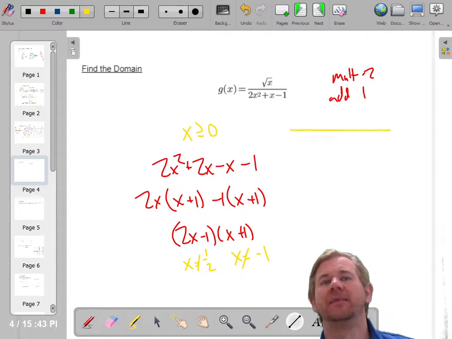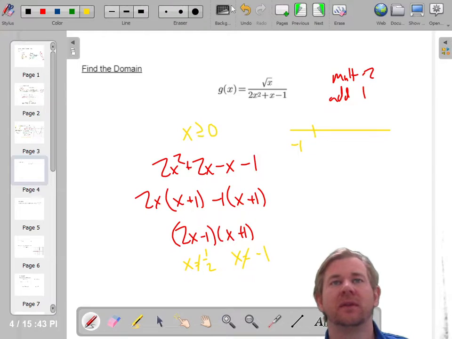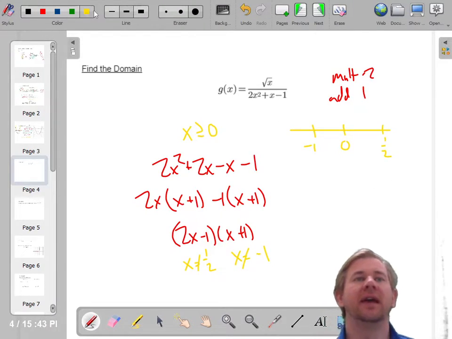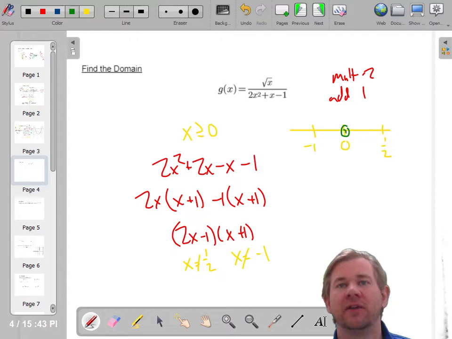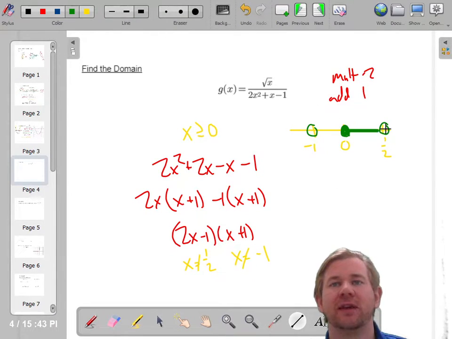So on the number line, you could place negative 1. Well, let's do it. This will be negative 1. This is 0, and this is 1/2. And I need numbers that are greater than or equal to 0. So this is going to be a closed circle. These are open circles, and I'm shading to the right because I need to be greater than.